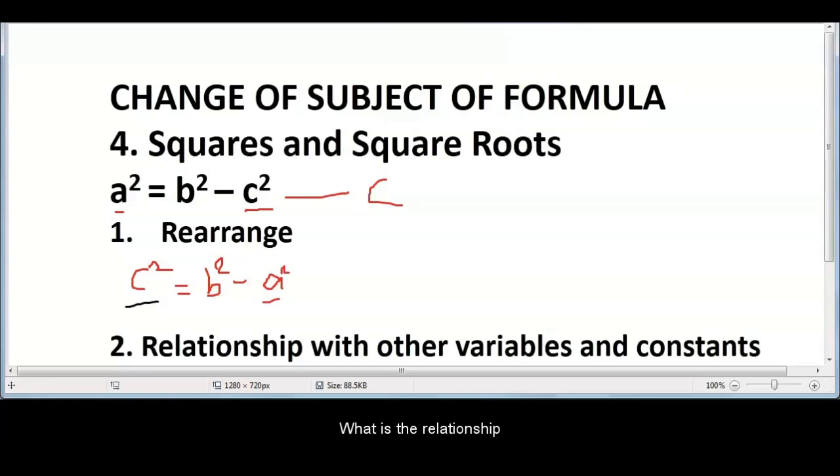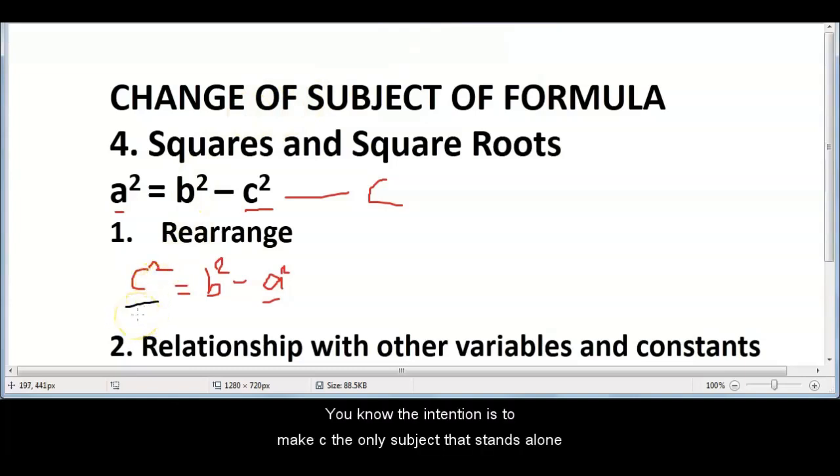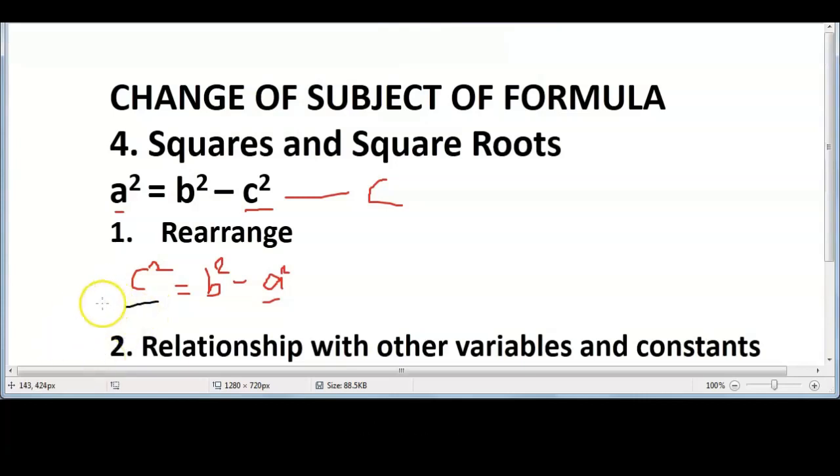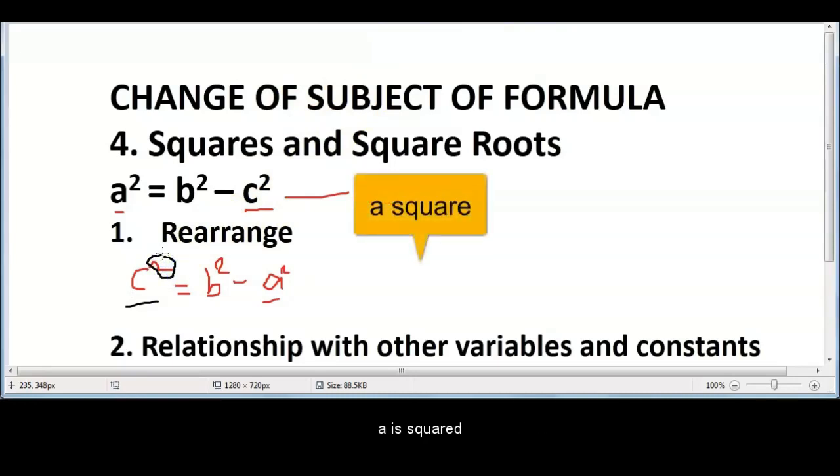So what is the relationship of c with other variable and constant on the left hand side of the equation? The intention is to make c the only subject that stands alone on the left hand side of the expression. Is it alone right now? Absolutely not. C square is not the same thing as c. The c of c square has an exponential value attached to it. That value is 2. There's an exponential value of 2 attached to our variable c. That's a square.